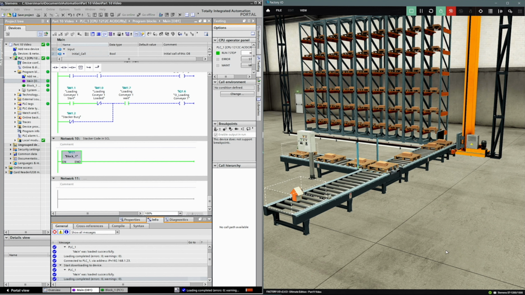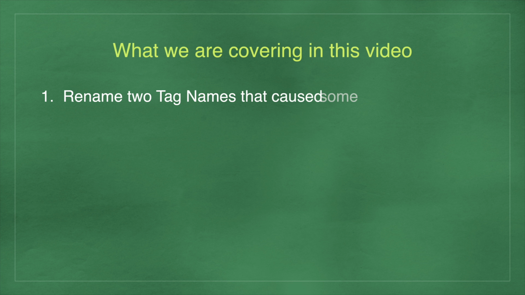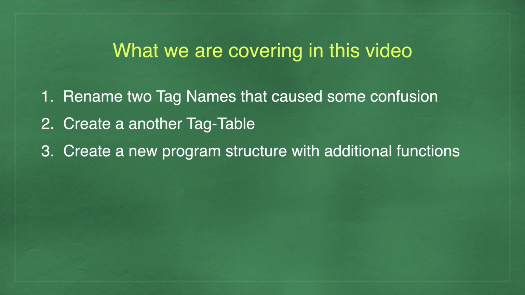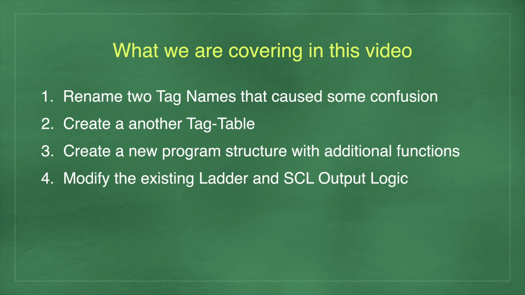So, what will we be covering in this video? Firstly, we'll rename a couple of tags that may have caused a little confusion in the part 9, 10 and 11 videos. Then we'll create another tag table and enter some of the tags we will be using in the following videos. We will then set up a new program structure for the code to be entered using additional functions. Then we'll modify the existing ladder and SCL output logic to make use of the new structure.